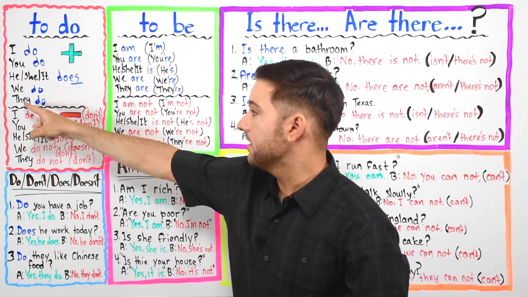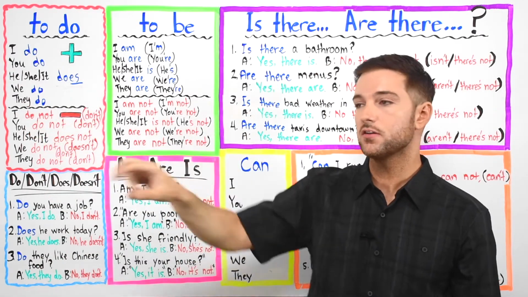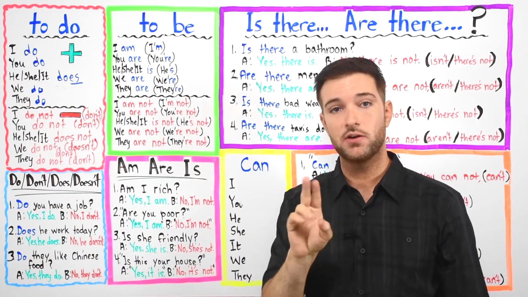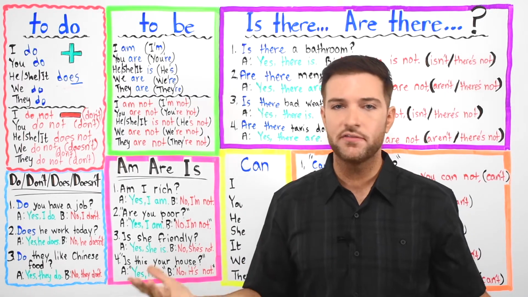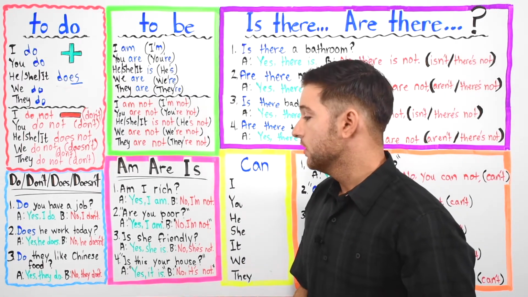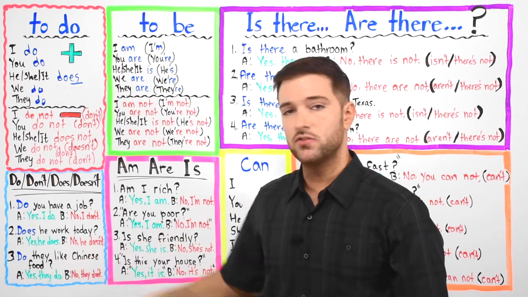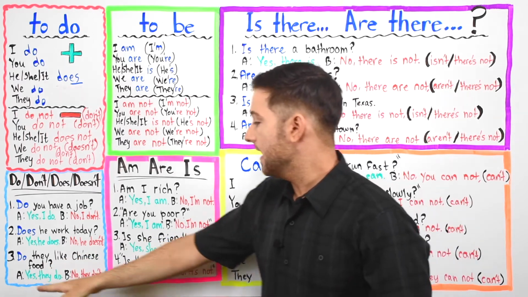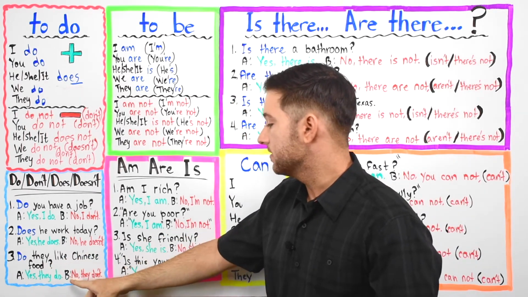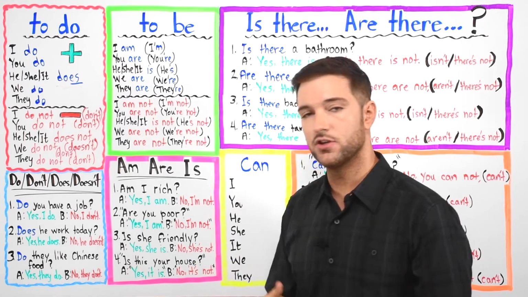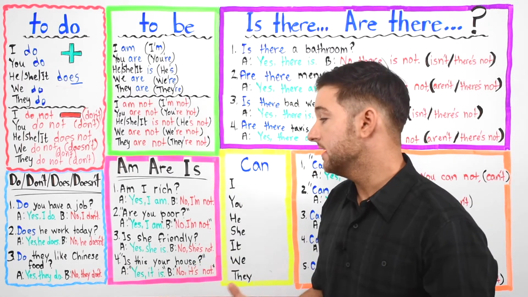Number 3, do they like Chinese food? They meaning them over there. Plural, we're talking about 2, 3, 4, however many people. Do they like Chinese food? You can say yes, they do. Or you can say no, they don't. Or no, they do not.